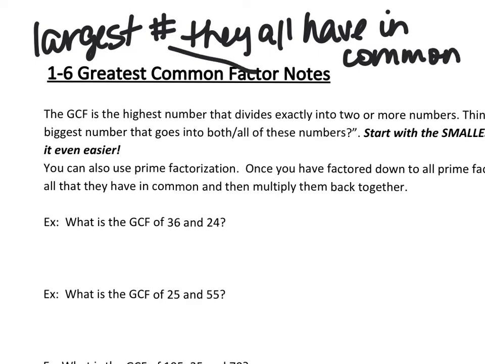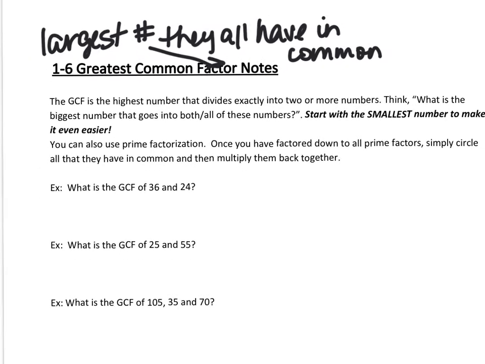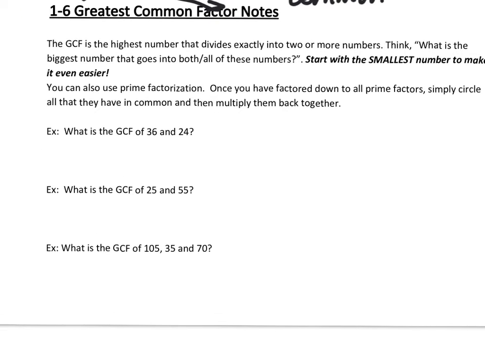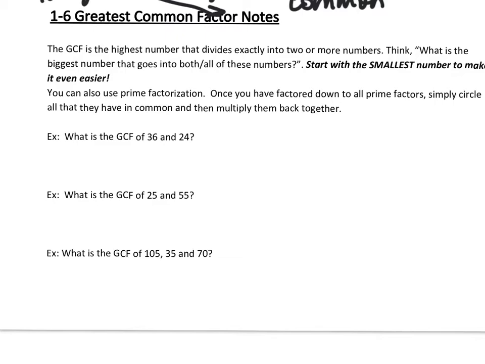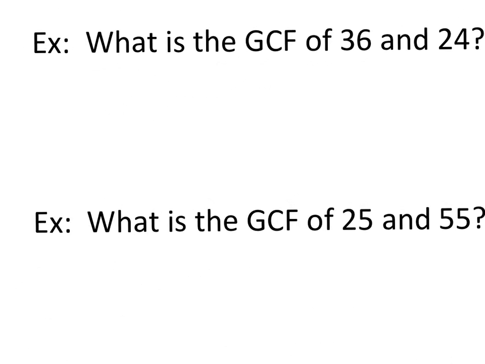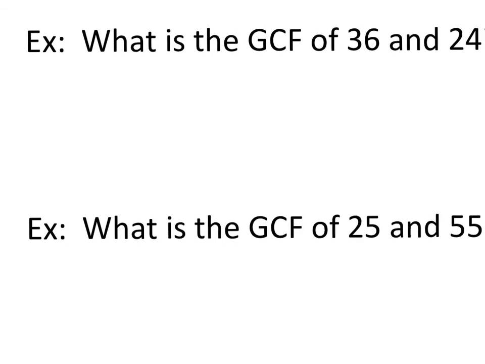Remember that a factor is just a number. It's the biggest number they all have in common. So it has to equally divide into the numbers that you are looking at. Okay? So again, we can list them all out, or we can use prime factorization. I'm going to show you both ways. So, what is the greatest common factor of 36 and 24?